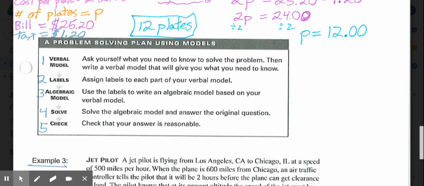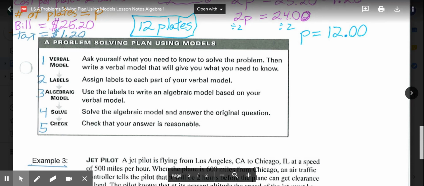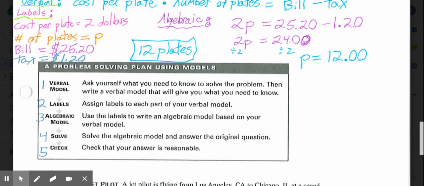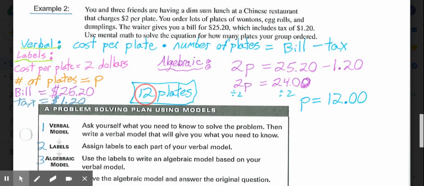Now, when we apply these models to problem solving, we add an extra 2 steps. So the first 3 steps are what we just saw: write the verbal model, assign labels, then write our algebraic model. Then steps 4 and 5 are to solve the model, and then to check the answer to see if it's reasonable. The way we could check our answer, 12 plates, is I could take 12 and put it back into my algebraic model. Well, 2 times 12 is 24. 24 will equal 24, so it works.